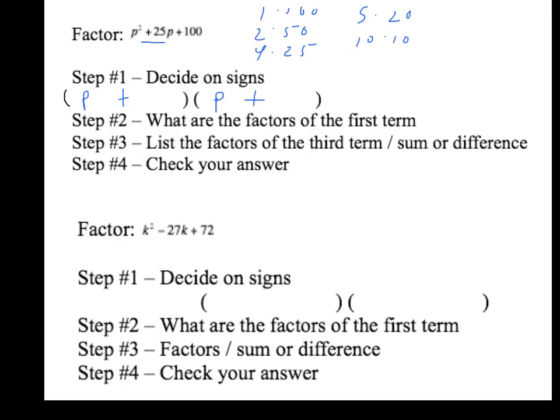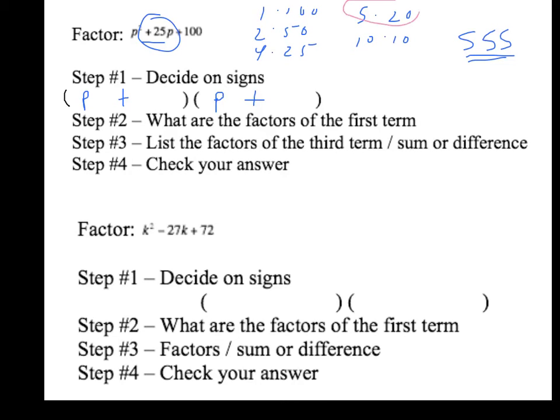So we're looking for a sum now, because both of these are the same. Same is a sum. Different is difference. Different signs, difference. Linear term is a difference. Same signs, sum. It's a nice little alliteration. Same signs is a sum. So we're looking for two numbers that have a sum of 25.